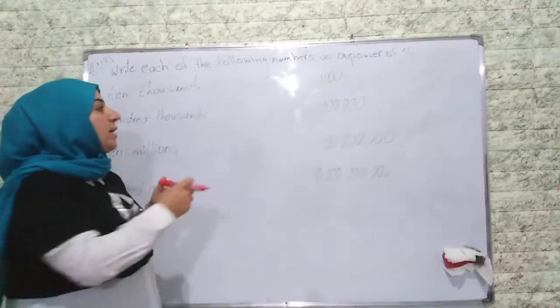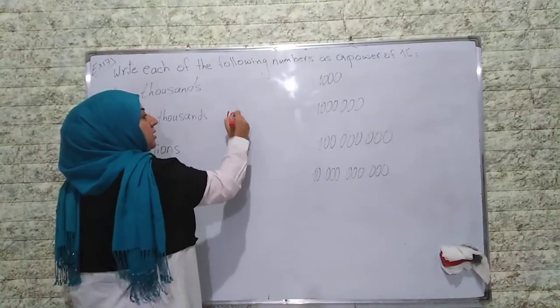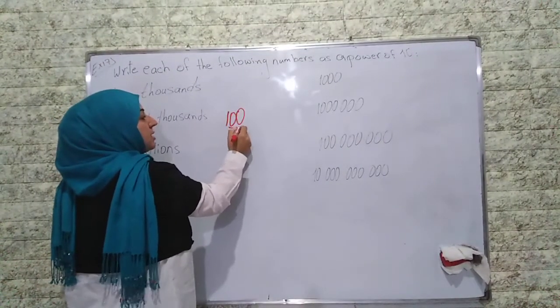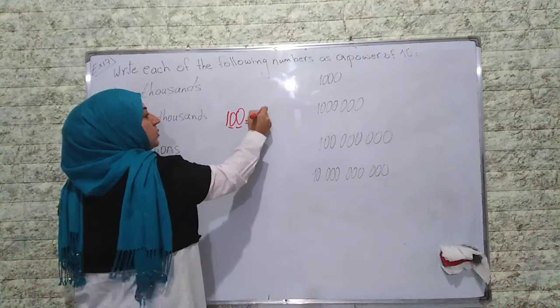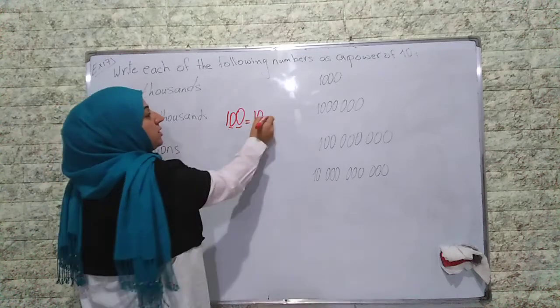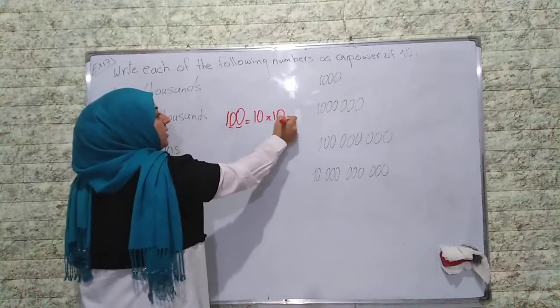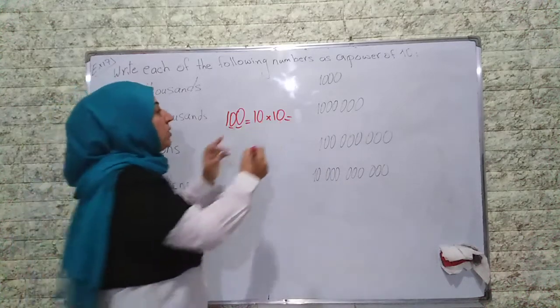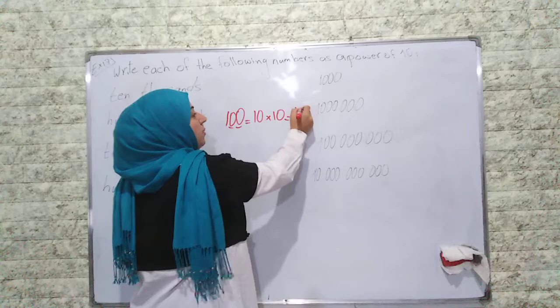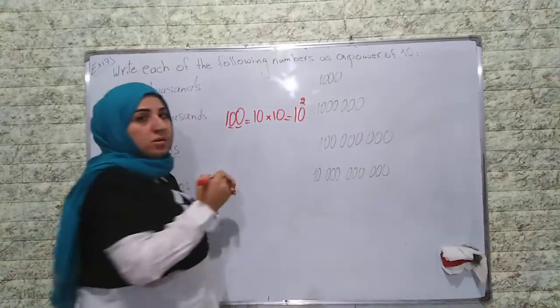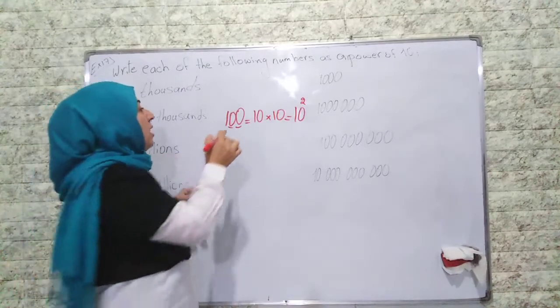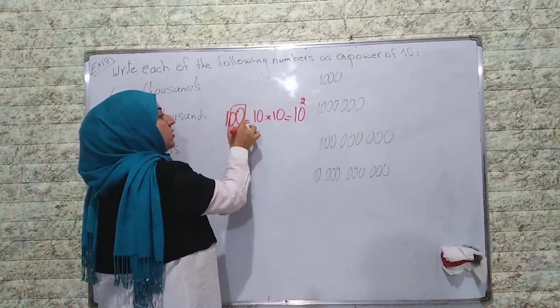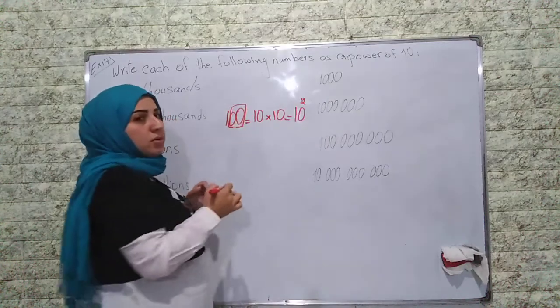For example, when we have 100, we know that to add zeros means we are multiplying by 10. 100 is 10 times 10, 10 multiplied by itself 2 times, so I can write 10 to the power 2. Okay? Another way: how many zeros are there? 2 zeros, so it's 10 to the power 2.